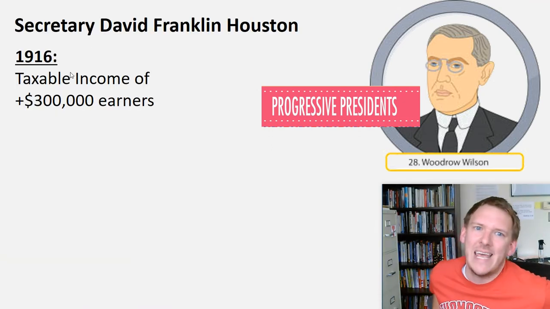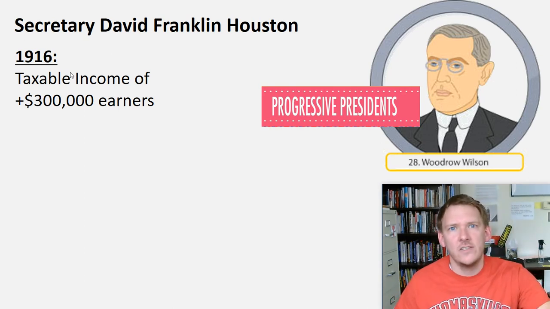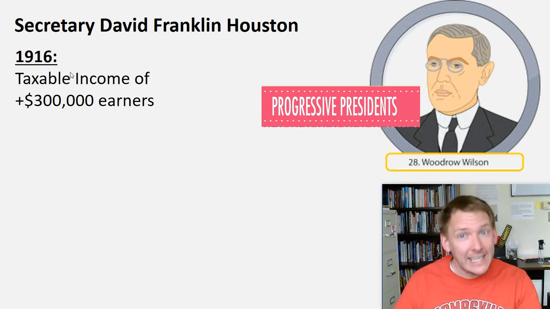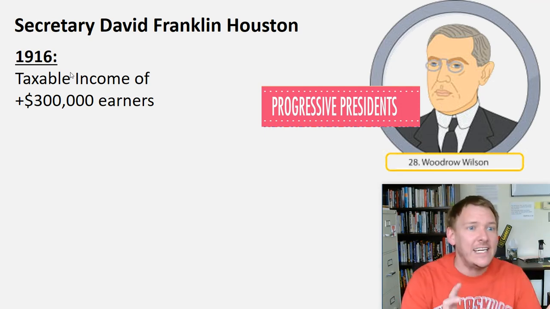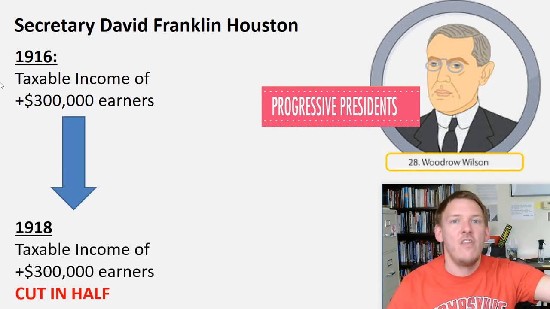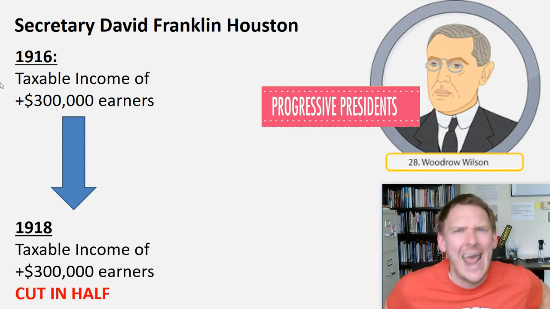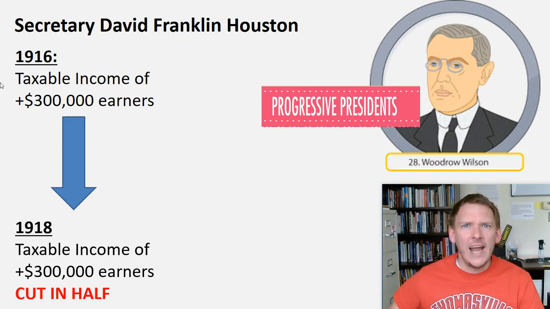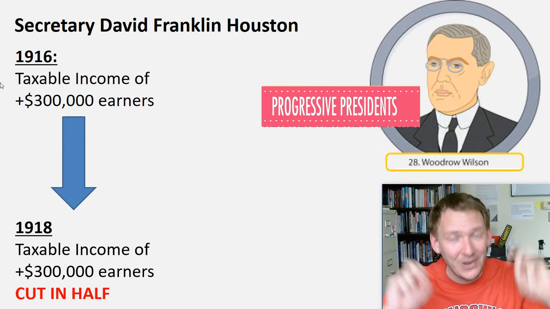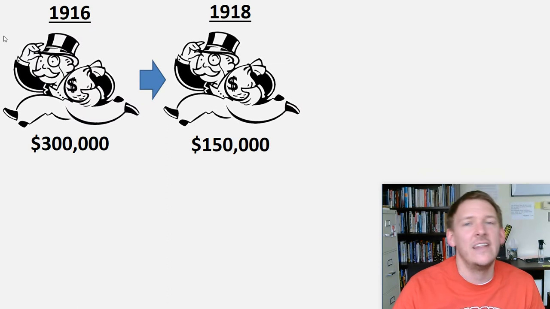Let's look at his other secretary, David Franklin Houston. In 1916, the taxable income of $300,000 or more earners. So $300,000, that's a lot of money today. That's a lot of money back then. Then you fast forward to 1918, and the taxable income of those super elite, super rich was cut in half. Why did the really, really rich have their taxable income cut in half by 1918? The answer is they ain't stupid.